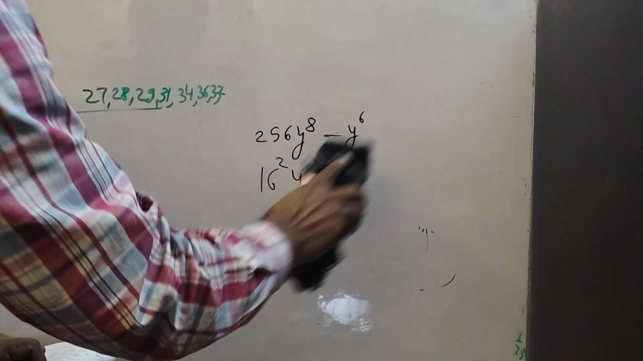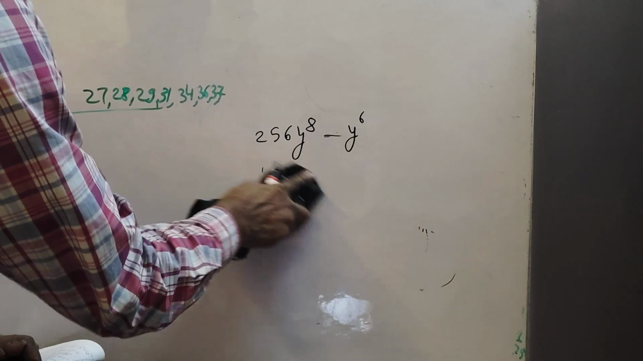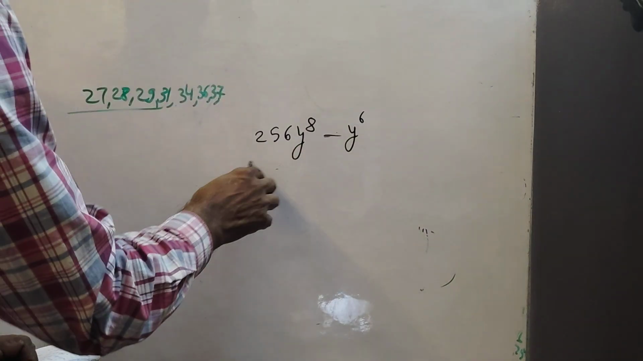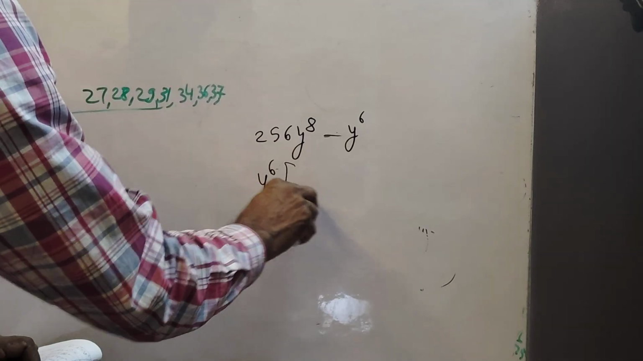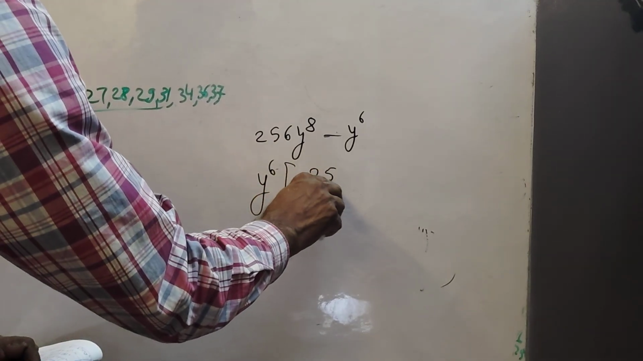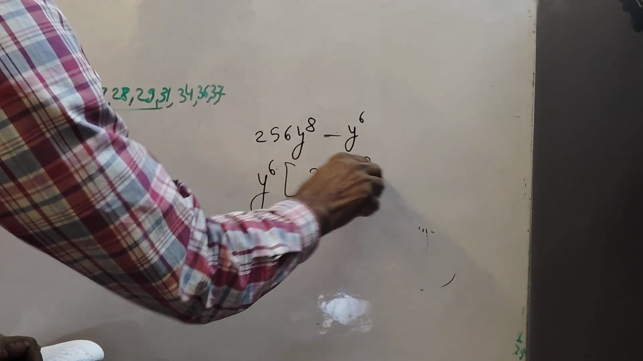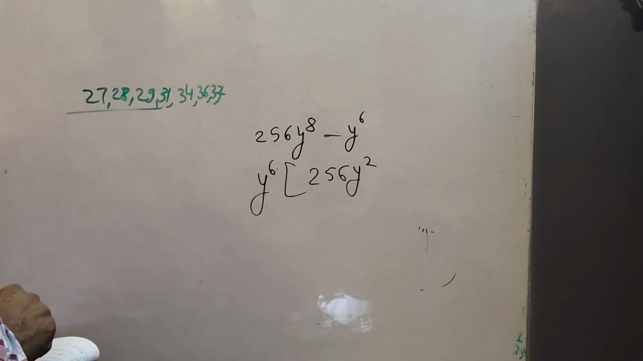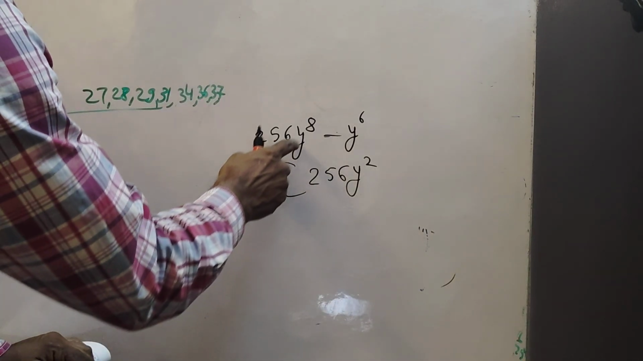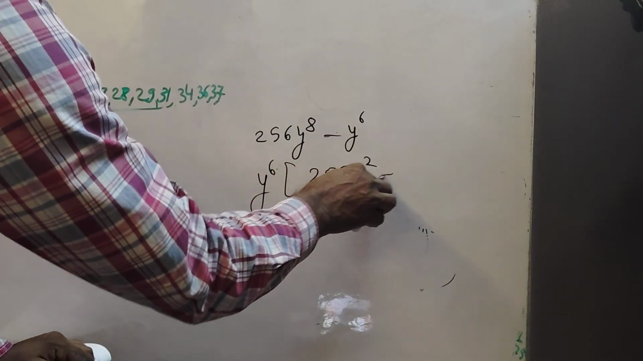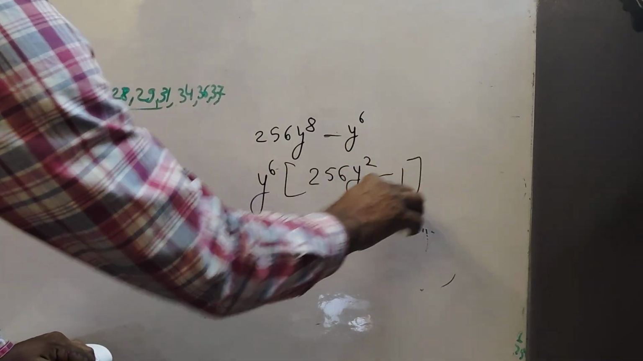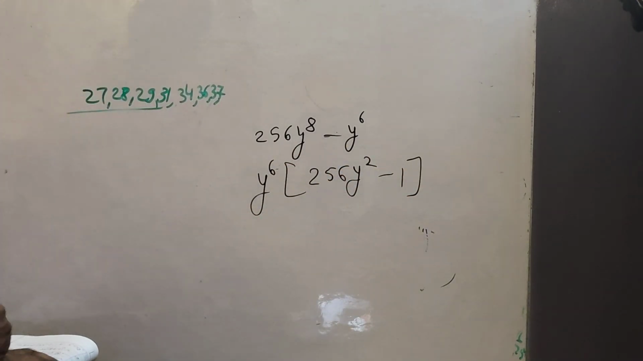Now we take the common first. y raised to the power 6 is common first. If there is a common, then we take the common first. So after taking common, we divide the first term by y raised to the power 6, we get y raised to the power 2, because in division the powers subtract. So 8 minus 6 is 2. And in the second term we divide y raised to the power 6 by y raised to the power 6, we get 1.